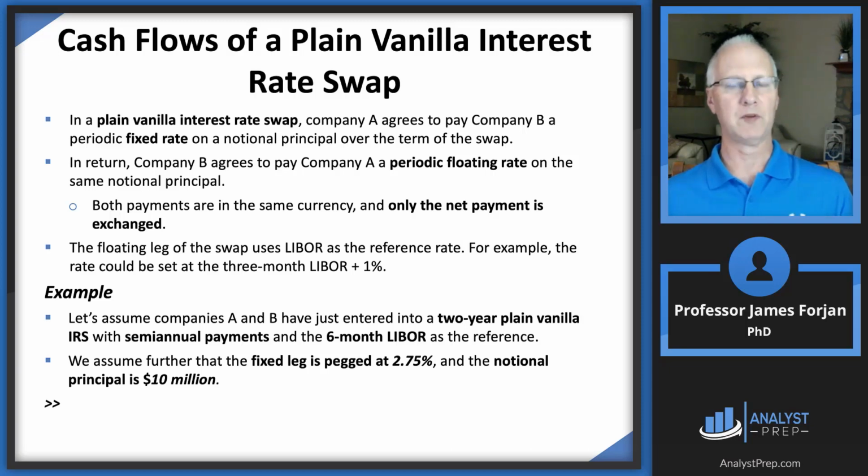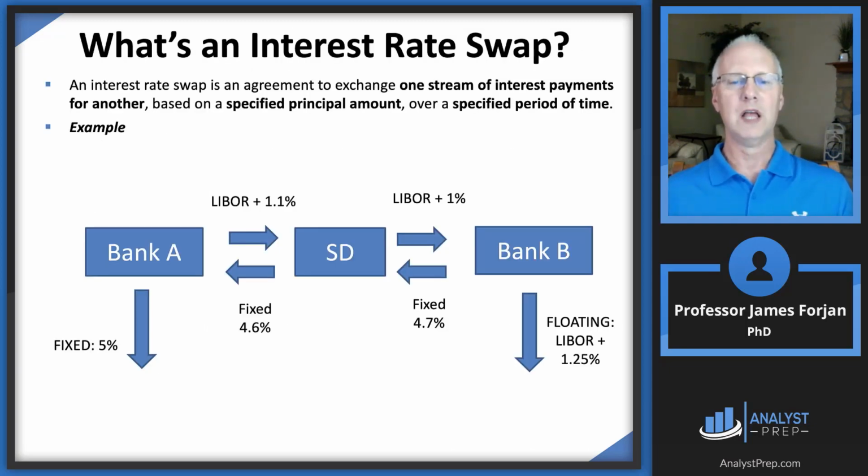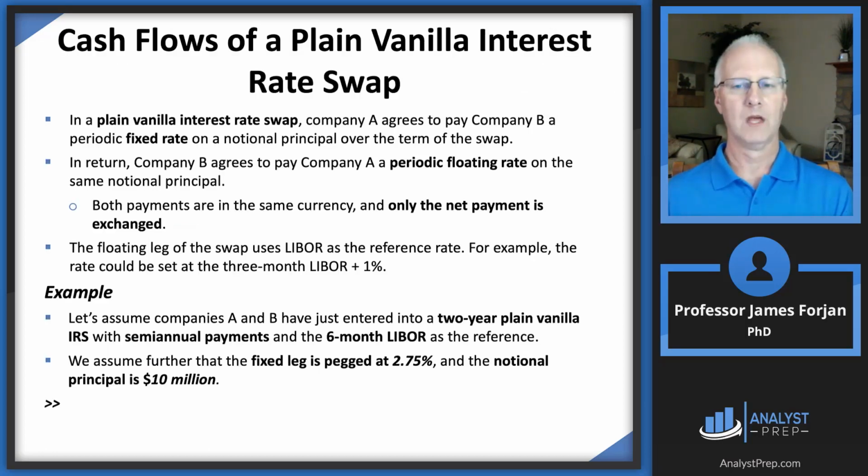Now, since both payments are in the same currency, only the net payment is exchanged. Let me go back here really quickly. It makes no sense that Bank B owes the swap dealer, let's say $1 million, and the swap dealer owes Bank B, let's say $1.1 million. It doesn't make sense for those two to exchange, so we just do netting.